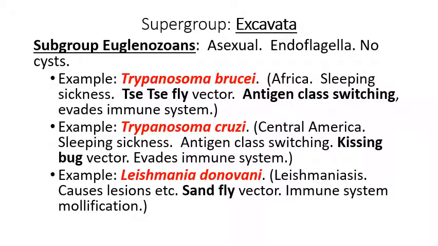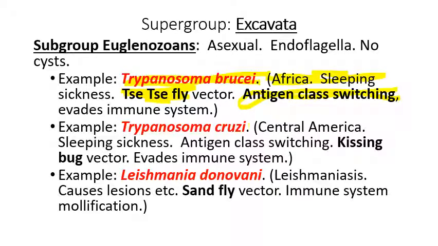Okay, now the excavata subgroup, the Euglenozoans. Okay, so we have Trypanosoma brucei, which is endemic to certain parts of Africa. It causes a disease called sleeping sickness. It is carried by an insect vector called the tsetse fly, right? And it practices antigenic class switching to evade the immune system.